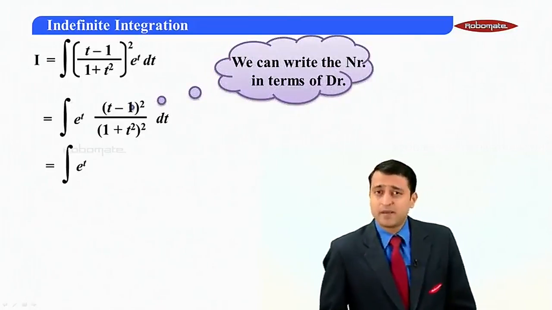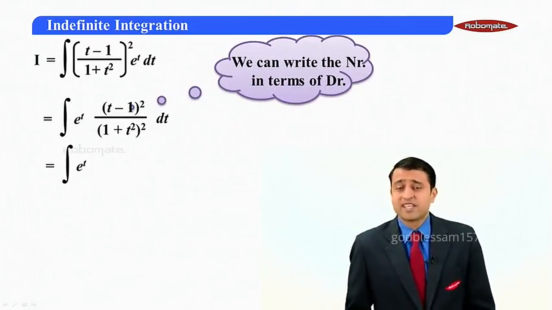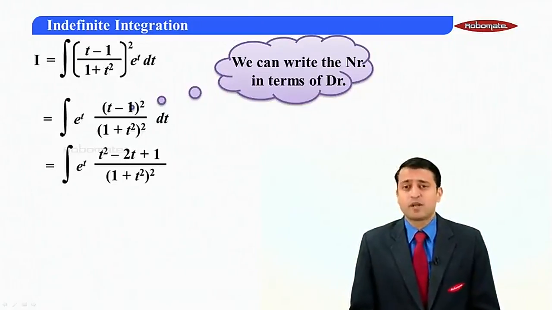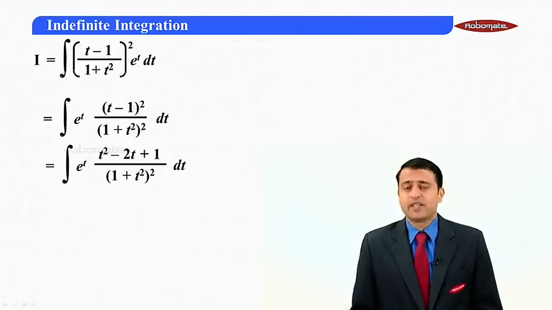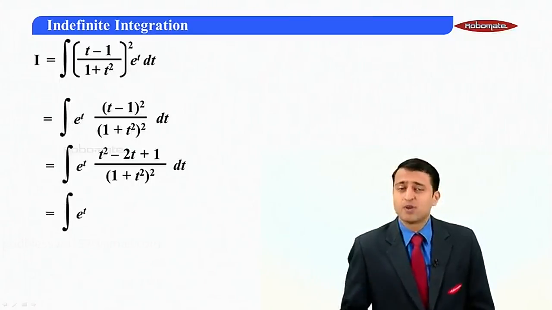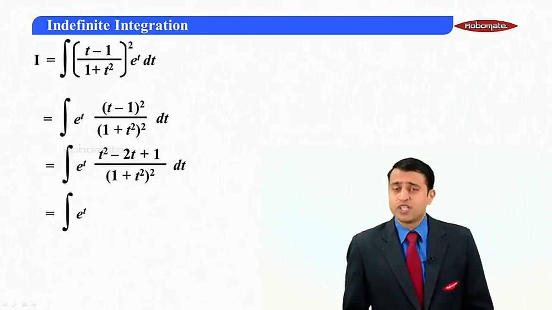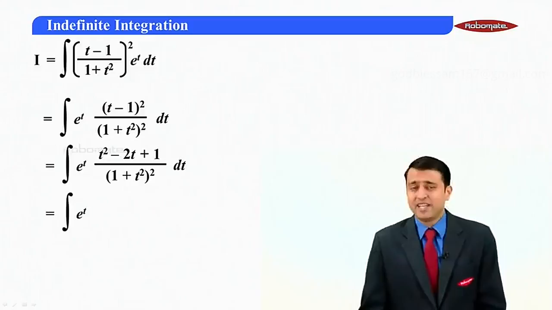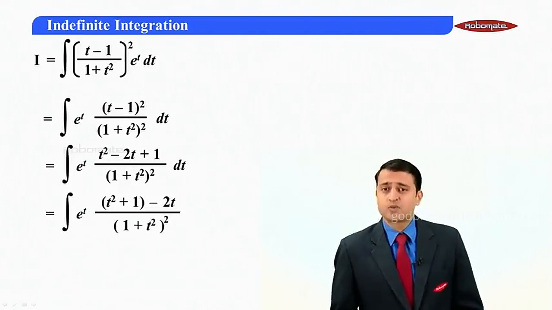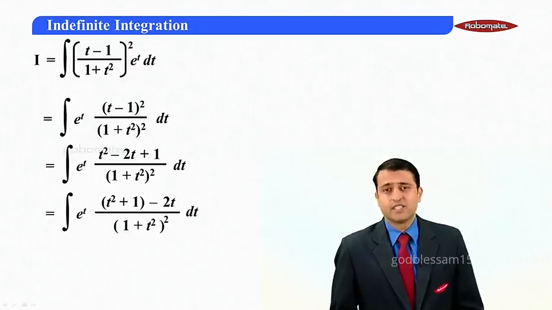So let us apply (a minus b) the whole square. So we will get e raised to t into (t square minus 2t plus 1) upon (1 plus t square) the whole square and a dt. Now if I group the terms as t square plus 1 together in the numerator, my next step will look like integral of e raised to t into brackets (t square plus 1) minus of 2t upon (t square plus 1) the whole square dt.